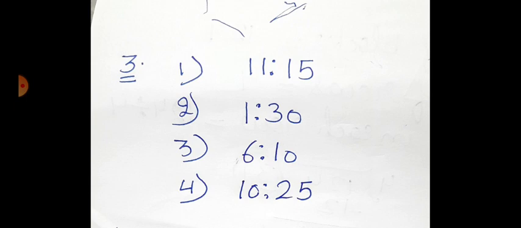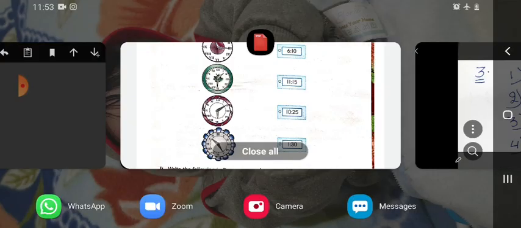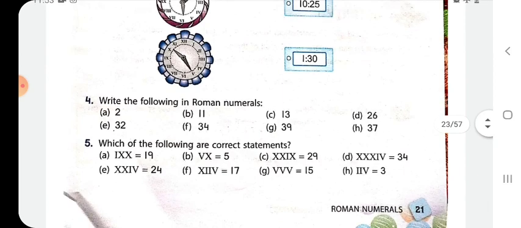For this question you will make a clear-cut square shaped clock and match it with the time. A proper, neat and clean square shaped clock should be in your notebook. Okay, moving to the next question.